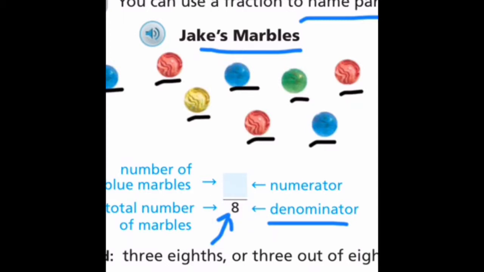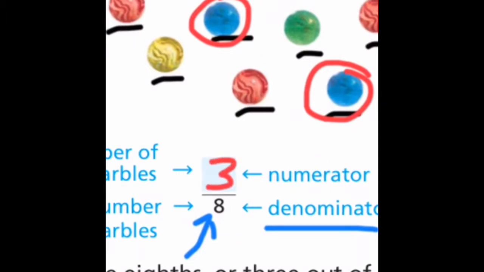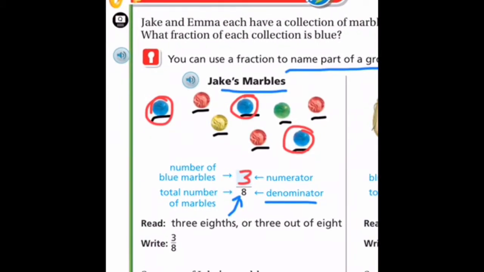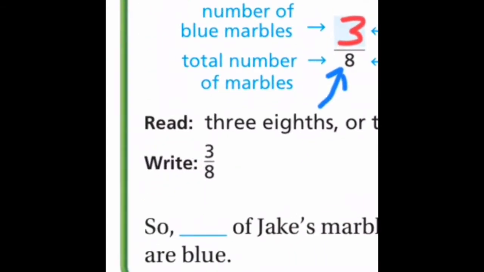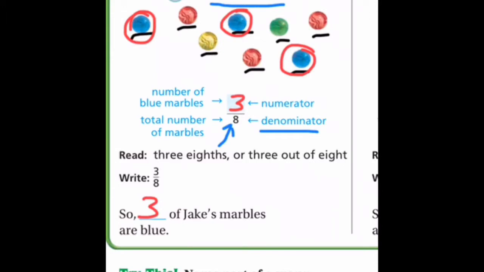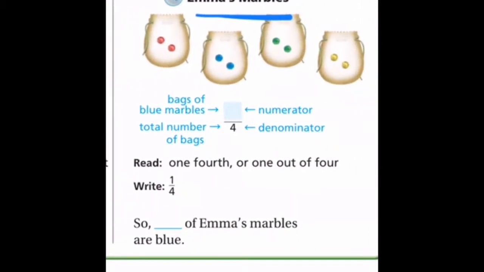Then the question is, what fraction are blue? So we need to count the blue marbles. There's 1, 2, 3. So 3 is our numerator. 3/8 of the marbles are blue. 8 because there are 8 total marbles. 3 goes on top because we have 3 blue marbles. 3/8. So down at the bottom here, 3 of Jake's marbles are blue. Of course, I wrote that in red. All right, let's look at Emma's marbles.